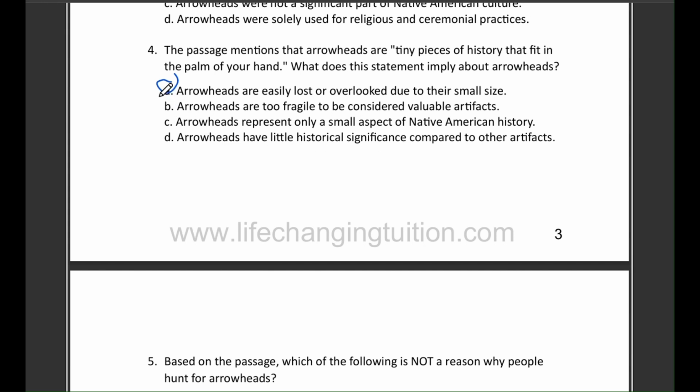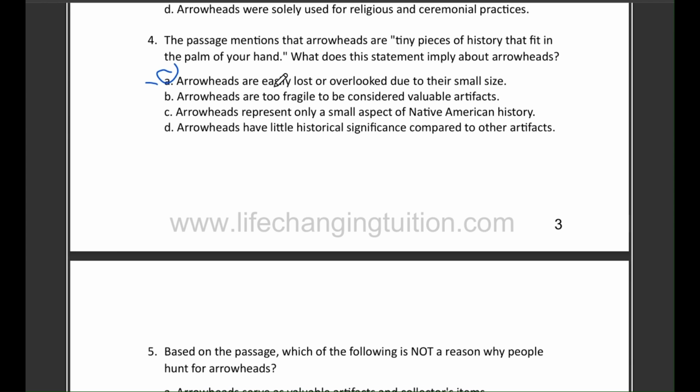The correct answer is option A. Arrowheads are easily lost or overlooked due to their small size. The description of them being able to fit in the palm of your hand makes it very clear how small and portable arrowheads were. This also explains how they can easily be lost, yet they are still seen as valuable pieces of history.